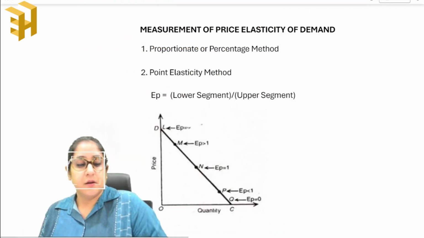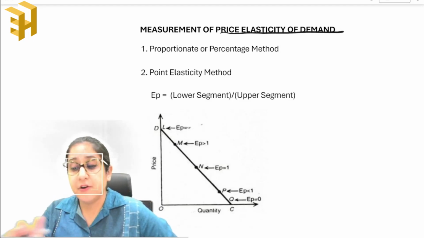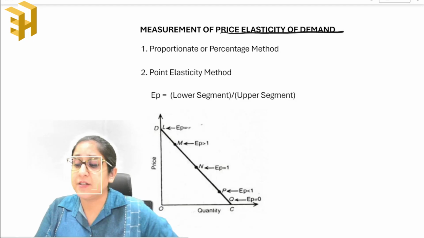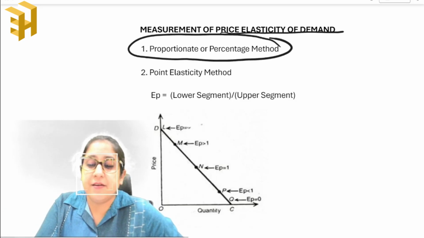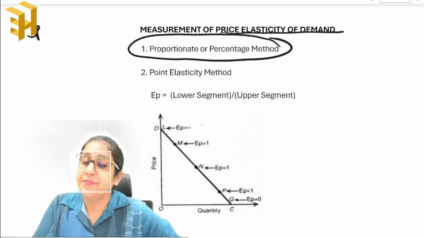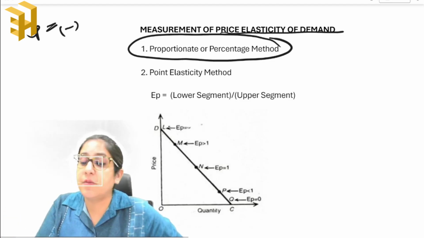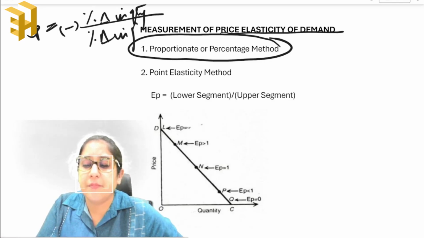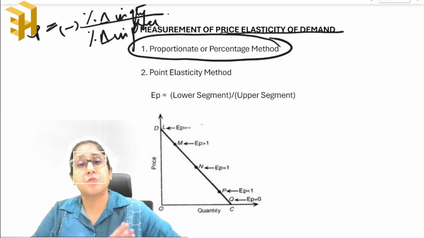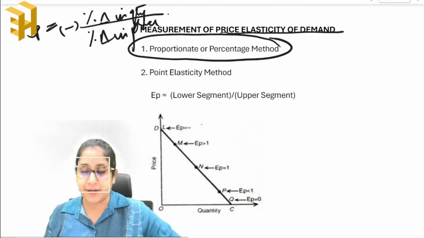Moving on, the measurement of price elasticity of demand. The first method that we've done is the proportionate or percentage method. That is, price elasticity of demand is equal to minus, the relationship between price and quantity demanded, percentage change in quantity upon percentage change in price. So this is the proportionate or percentage method, and we've already done that.